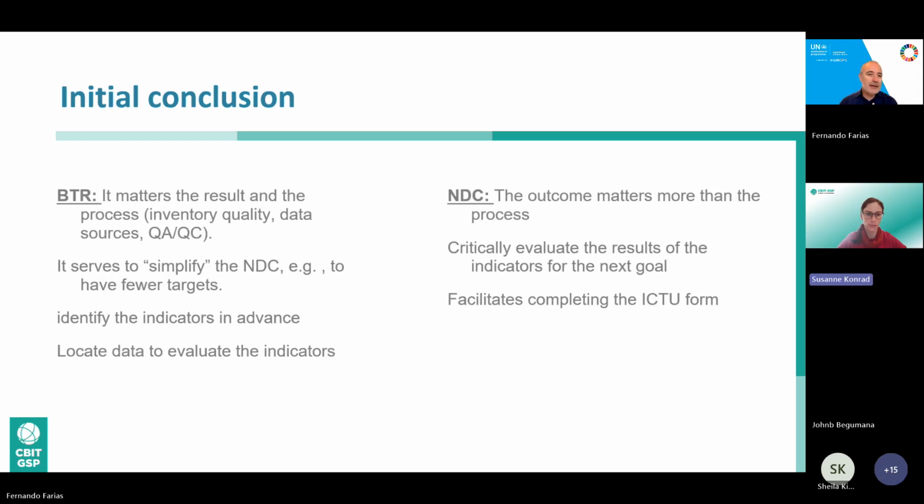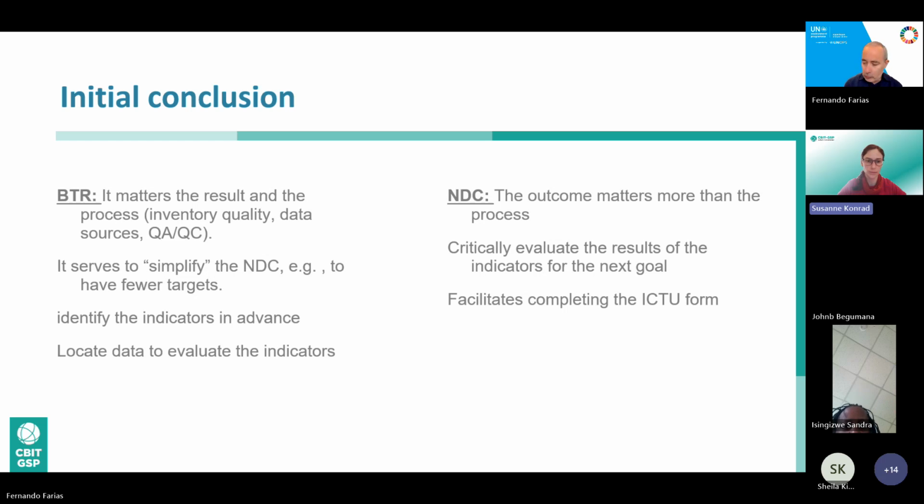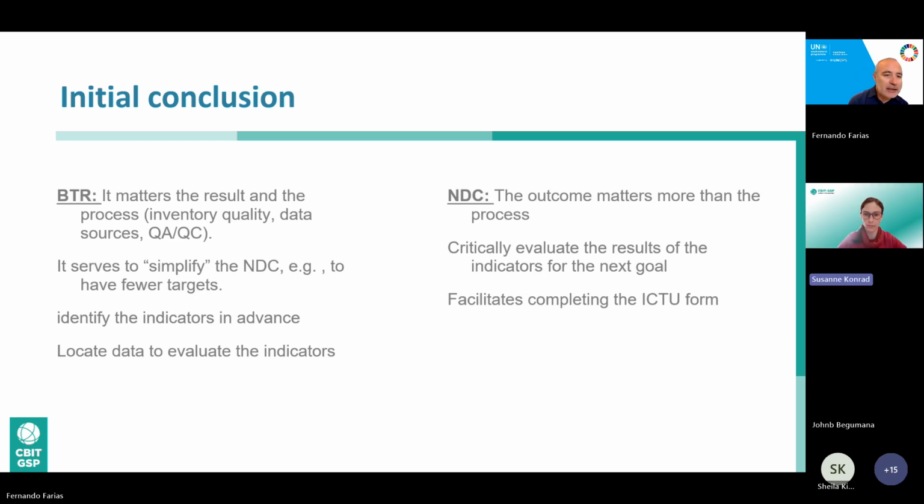So at this point, we can have some initial conclusions regarding similarities and differences between both processes. For instance, in the case of the BTR, we can say that it matters both the result but also the process, because countries need to inform not only the inventory, but also how the inventory was created, what were the sources of information, and if a quality assurance or quality control process was done. So it's not only about numbers.